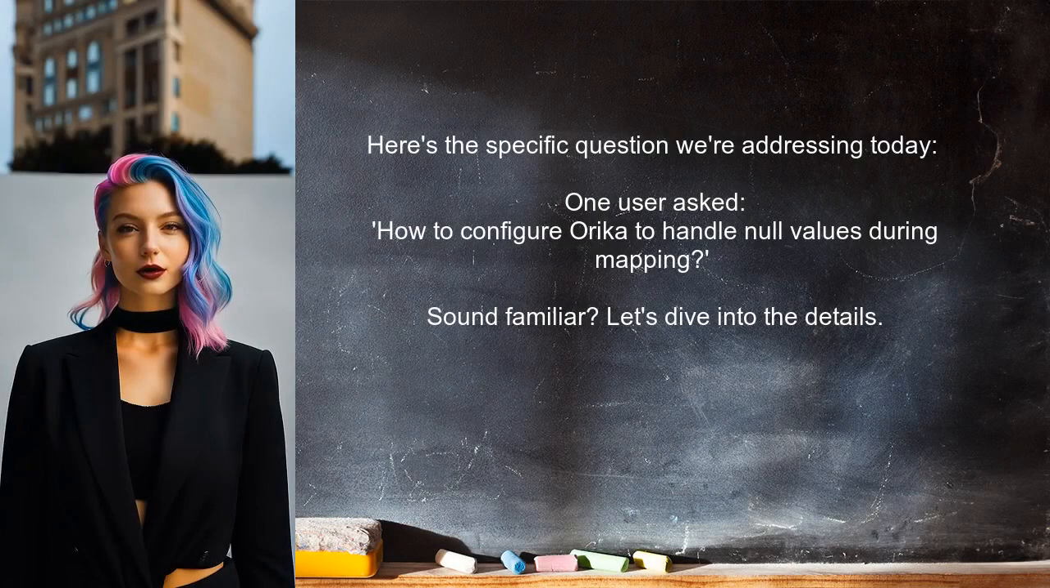Here's the specific question we're addressing today. One user asked how to configure Orika to ensure that when mapping two objects of the same class, the target object remains unchanged if the source object contains a null value. Sound familiar? Let's dive into the details.